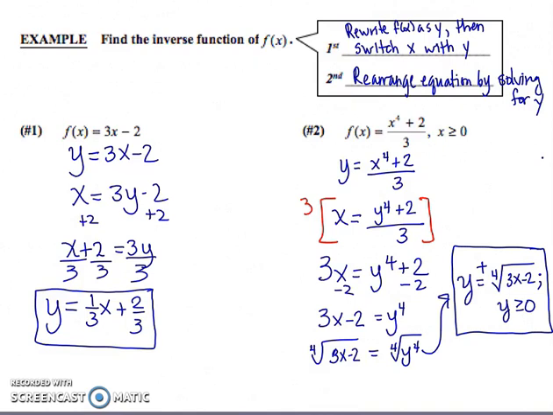Okay, that x is greater than or equal to 0 tells us that we're only going to have half of a parabola. And when we graph the inverse, once again, we're only going to have half of a parabola. And that's what's going to keep this a function versus turning it into a relation.